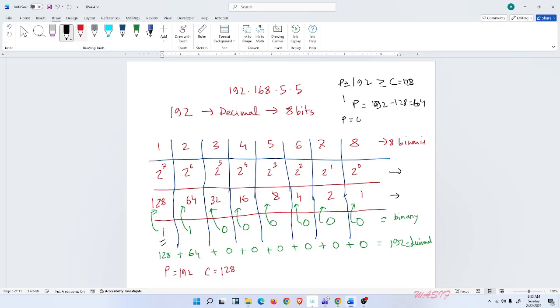Now the pointer value is 64. The pointer value 64 is greater than or equal to 64, because the next column value is 64. Yes, so the binary is 1. You put 1 here. The pointer value will become 64 minus 64, which is 0. Once the pointer value becomes 0, you have already reached the solution. The rest of the things will be 0.